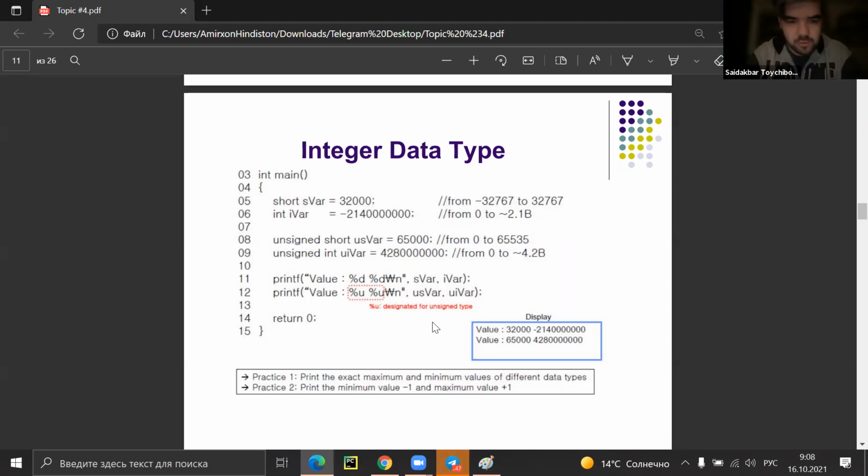We're just showing the value of 2.84. So you should have these values. U is used for unsigned integers. Instead of %d, U is used for unsigned integers, for decimal. Okay. Is everything clear?